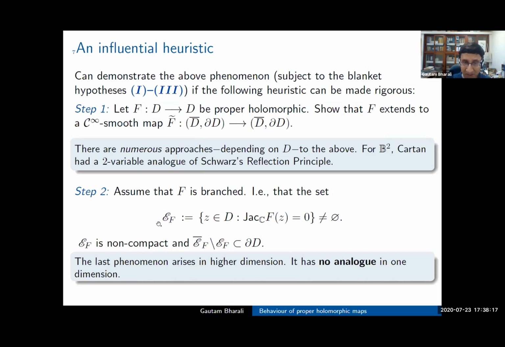So step two says that when I look at the set where F is branched, and I look at its closure in the ambient C^n, then all of the limit points that E sub F has that are not already in E sub F are actually boundary points. Now, this absolutely is not the case in one dimension. This is very much a higher dimensional phenomenon. Okay, so in fact, for step two, you could say that what is implicated in results like Cartan's theorem is what step two is telling you.